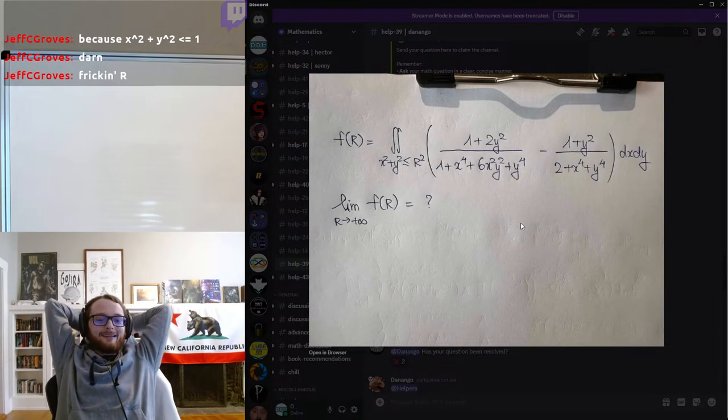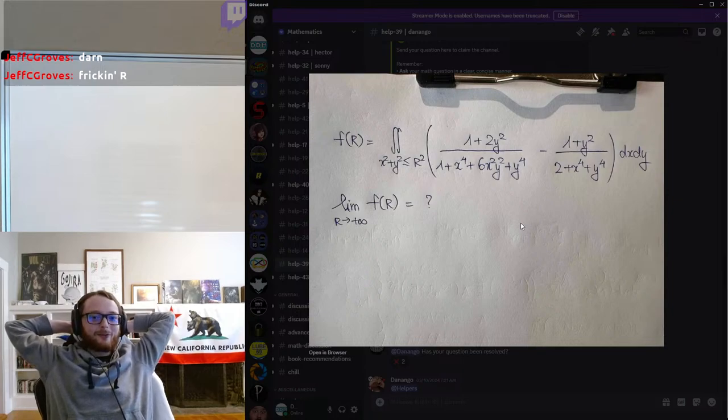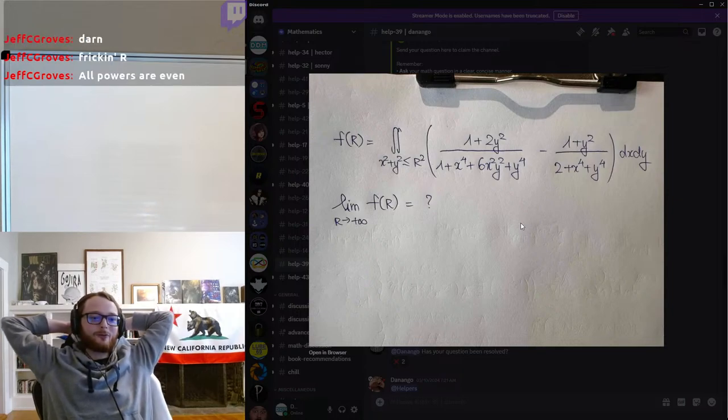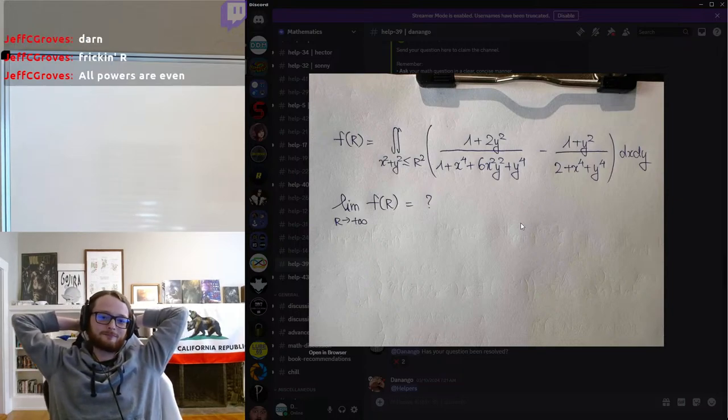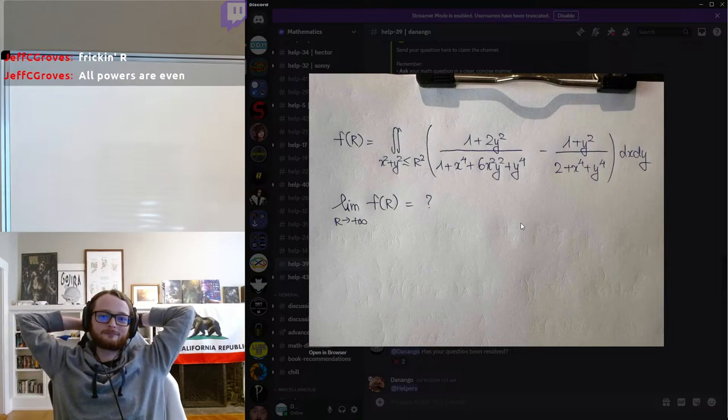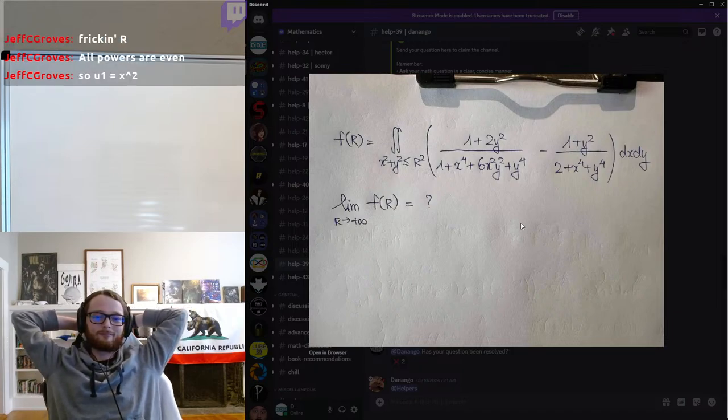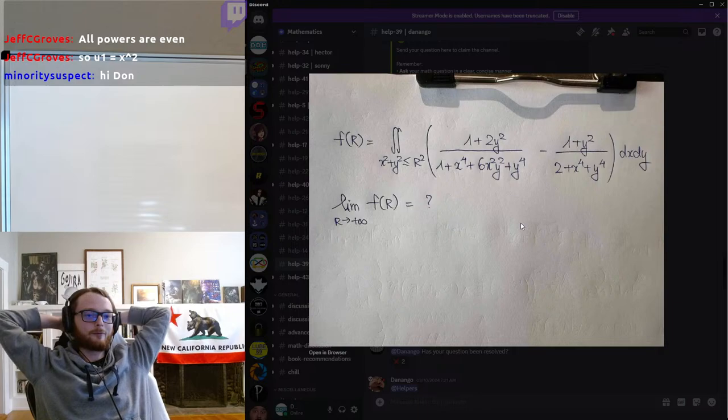So yeah, the screen definitely says convert to polar to me. It just doesn't seem that easy to integrate, even if you do convert it to polar.